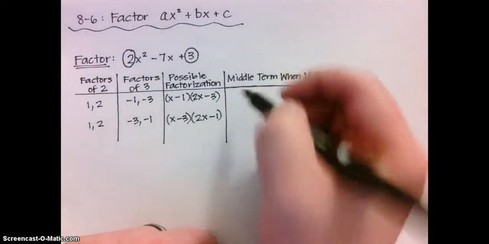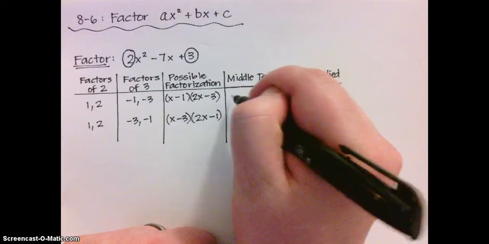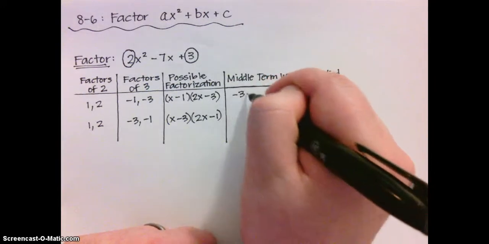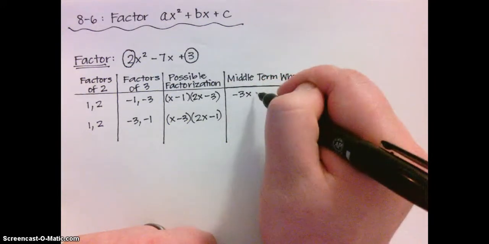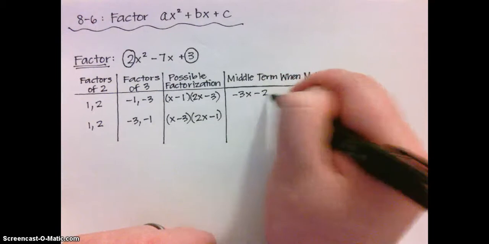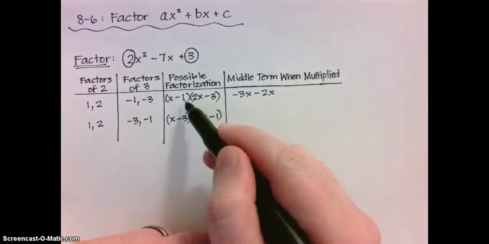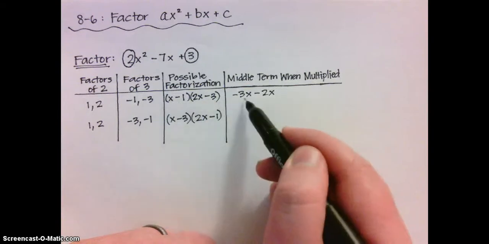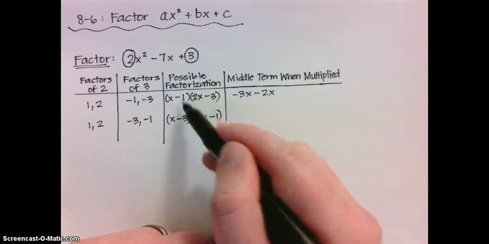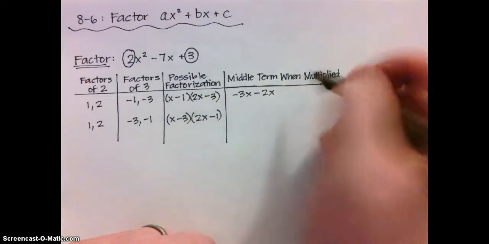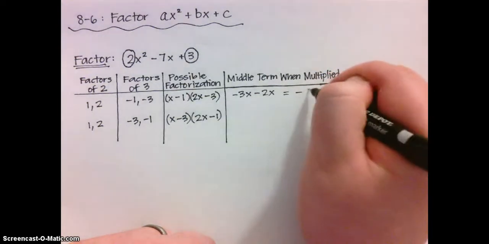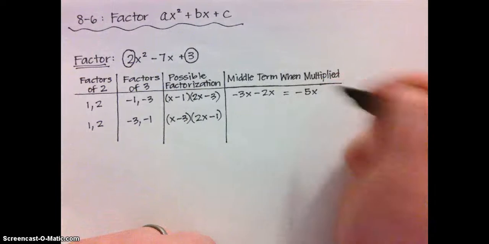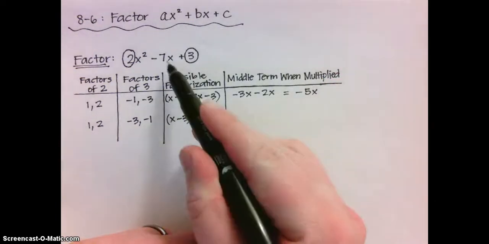So when I'm multiplying these middle numbers, I'm going to get a negative 3x, and I'm also going to get a negative 2x, because when I multiply the outside x times negative 3, I'm going to get the negative 3x, and then when I multiply the inside ones, I get negative 1 times 2, which is negative 2x. And that, when I combine them, leaves me with negative 5x. That's not what I'm looking for. I'm looking for negative 7x.